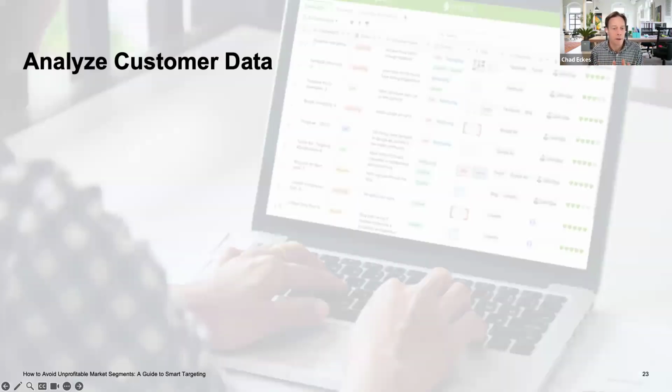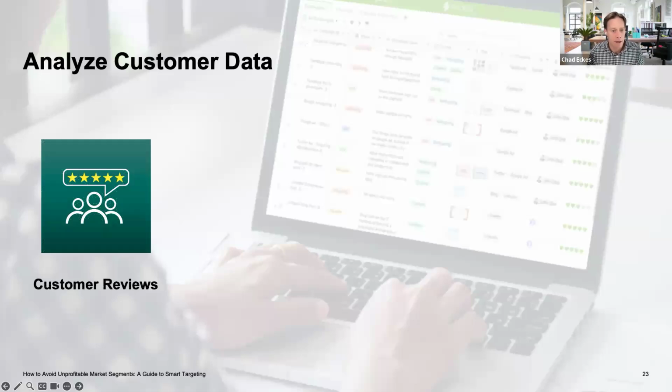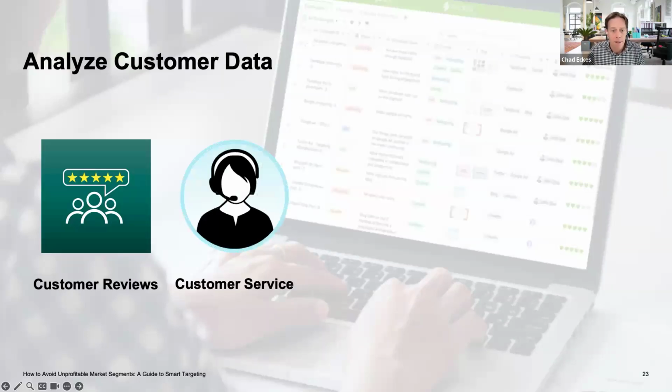All right, the second pillar for getting to needs-based segments is analyzing your existing customer data. And existing customer data falls into a handful of buckets. It can be customer reviews of your product. It can be customer service calls and just talking to customer service reps who are interacting with customers. Those data sources will likely unveil some pain points as well as some needs.